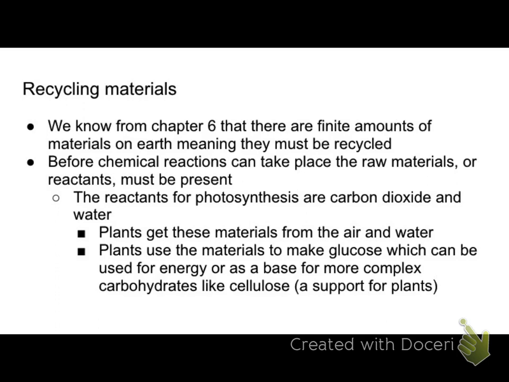So plants sometimes use that glucose and break it down for energy, and sometimes plants take that glucose and make it into complex carbohydrates. They can make it into carbohydrates that store energy for them, or they can make it into cellulose. Cellulose is a complex carbohydrate that has a very strong, sturdy structure, and that structure is what allows plants to have stability. So they use this for lots of different things.